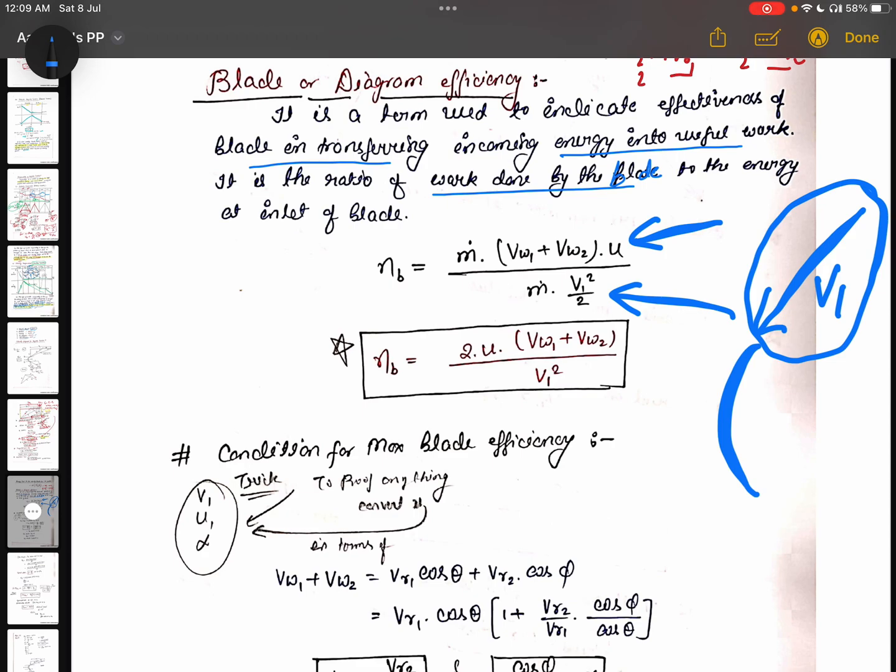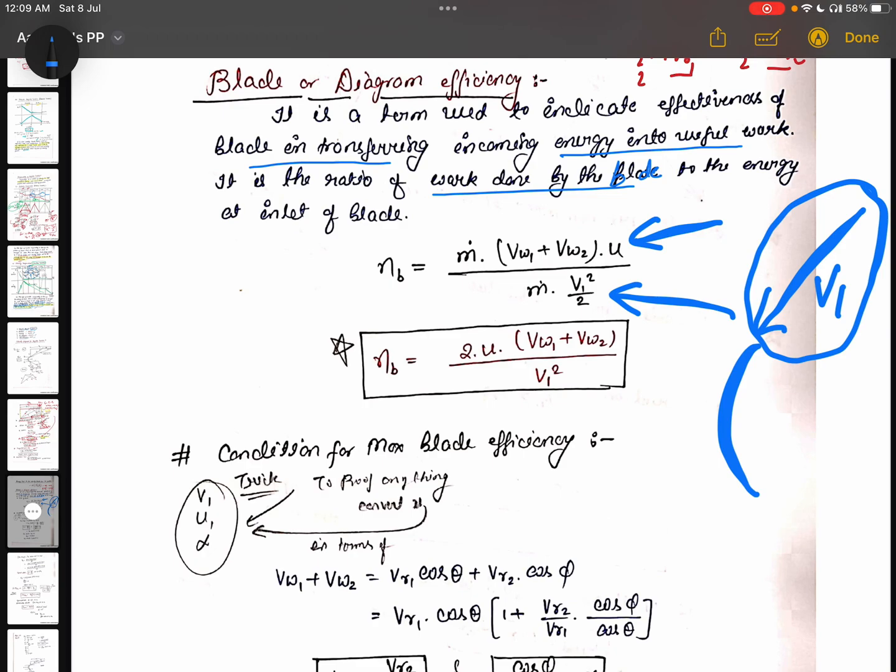So blade diagram efficiency is just the capacity of how much useful work we are getting from the input of the energy. The input energy is what the steam contains. And how much energy we can extract from that steam is defined by the diagram or blade efficiency.